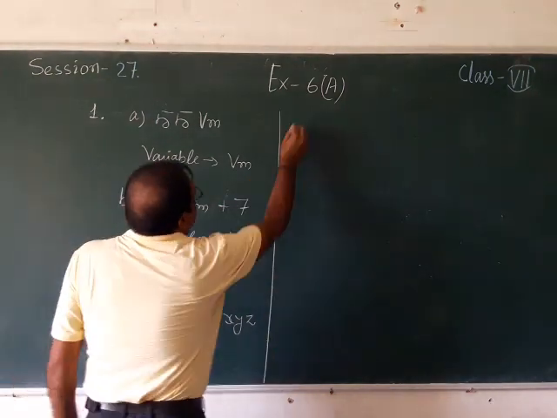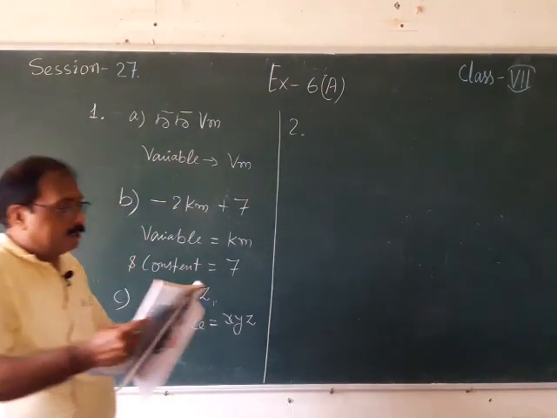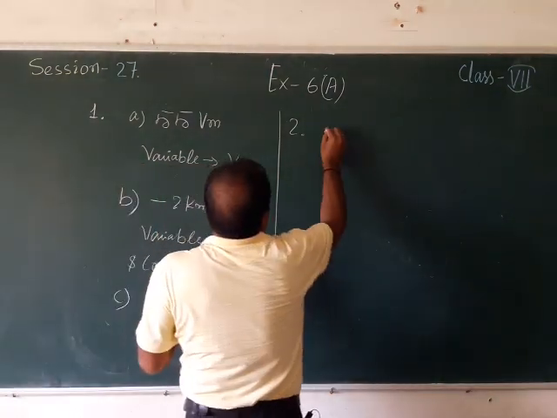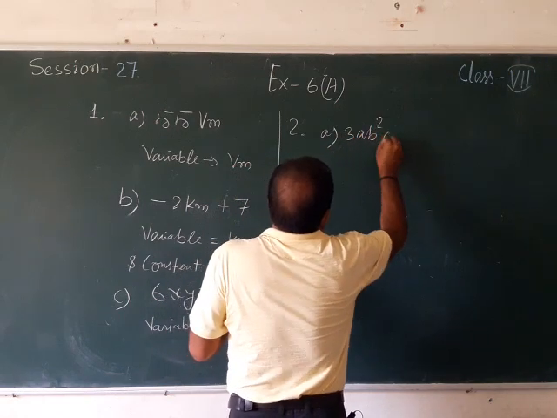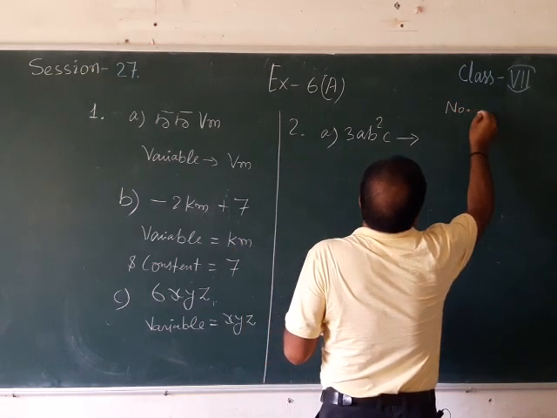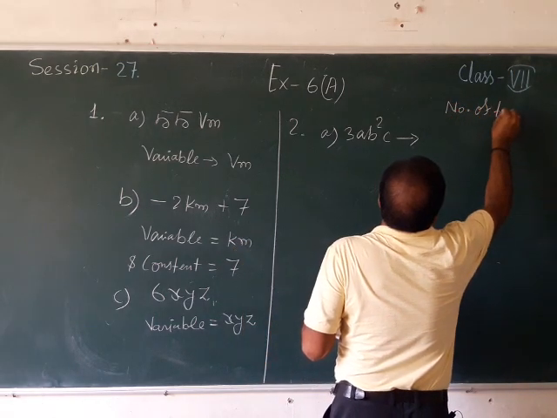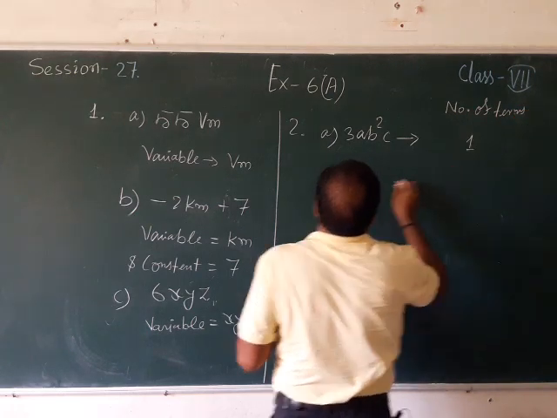Now question number 2: write the number of terms in the following algebraic expressions. In part A it is 3ab square c. How many terms? Here I am giving the heading, number of terms. How many terms are there? Here you can see only one term is there.